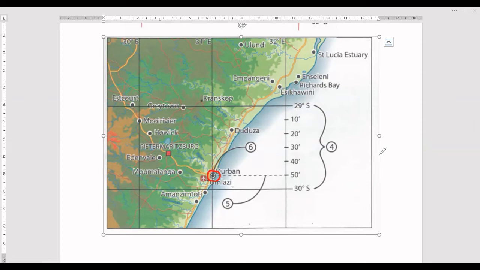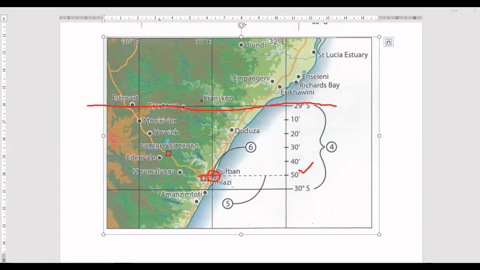I'm sure you're done with that, and your answer should read as follows. You always give the latitude first, and therefore you'll say 29 degrees south. You can't stop there because Durban is more than that. So it's 29 degrees and 50 minutes south. That should earn you 2 marks.